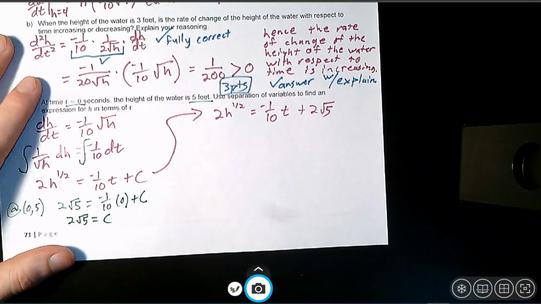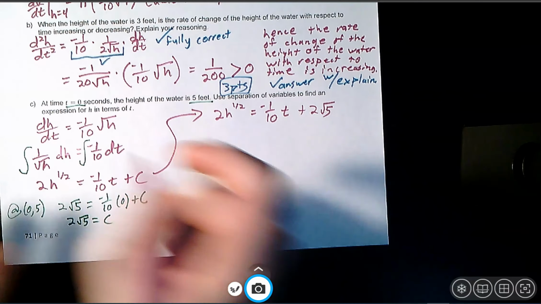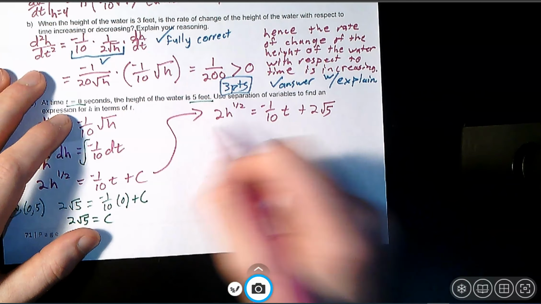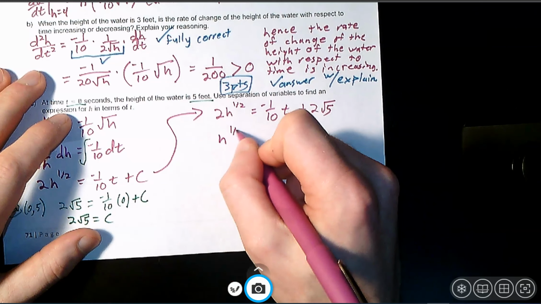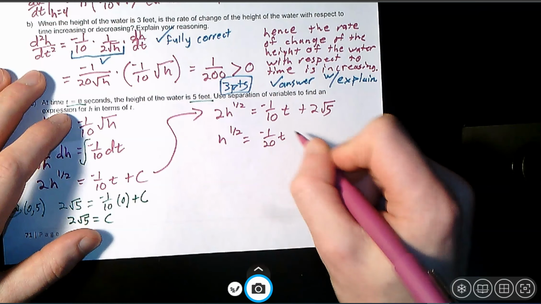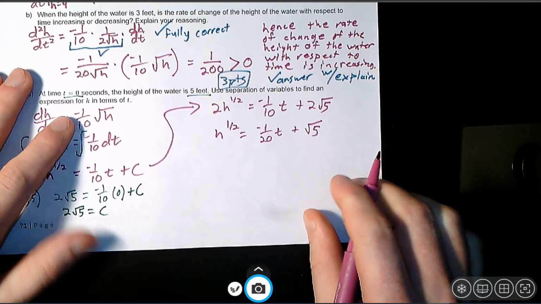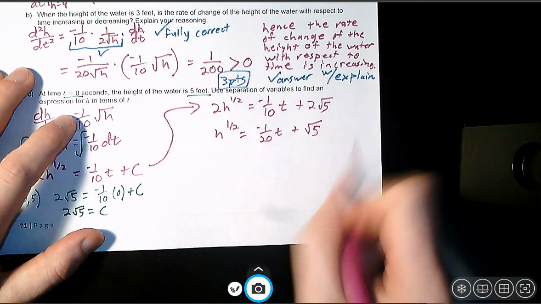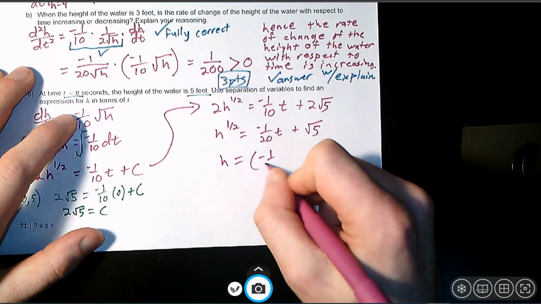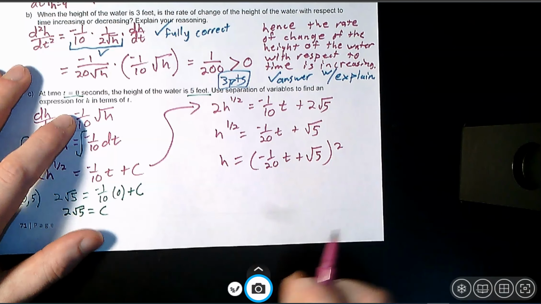Awesome. Okay, and just to finish off, I want to actually solve this for h in terms of t. That means get h equals, well, we're going to divide by 2 on everything. H to the 1/2 power equals -1 over 20 t plus the 2 over 2 would give us just a square root of 5 that's left. And if I square everything, that's going to be the last move. So h is equal to negative 1 over 20t plus square root of 5, whole thing being squared.